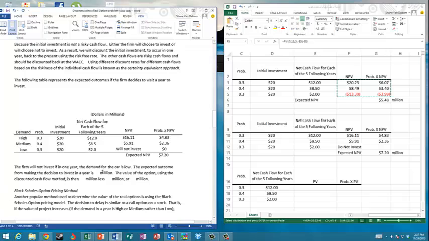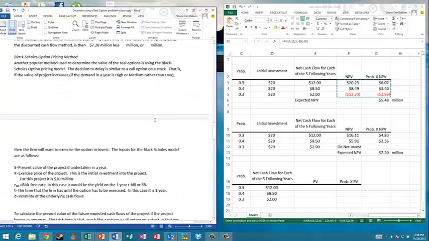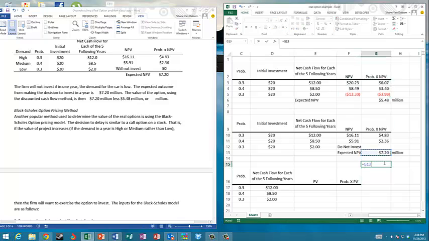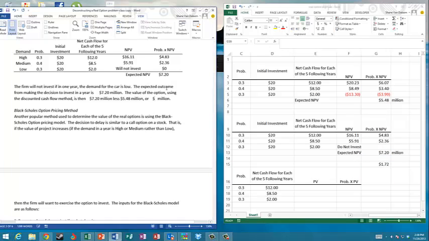So the firm will not invest if in 1 year the demand for the car is low. The expected outcome from making the decision to invest in a year is 7.2 million. The value of the option using the discounted cash flow method then is 7.2 million minus the initial amount of 5.48 million, or the difference between the two, is 1.72 million. So in this case, clearly it makes sense to wait and to have that benefit of waiting a year and seeing what happens to the demand for the car.